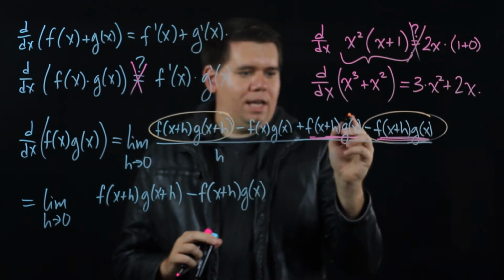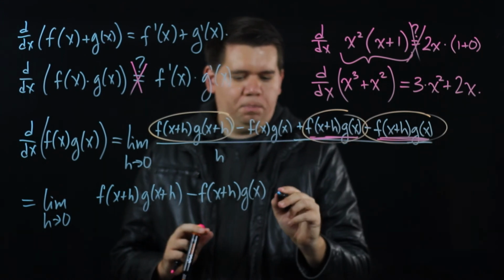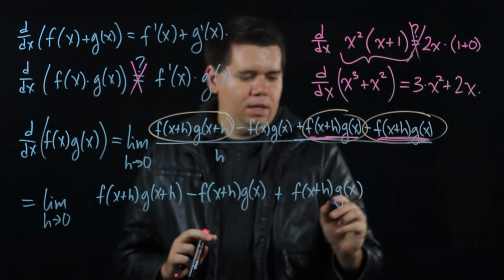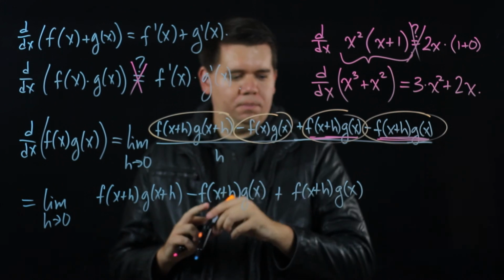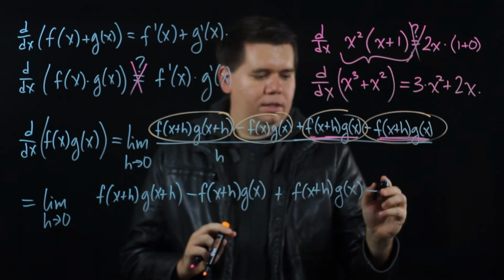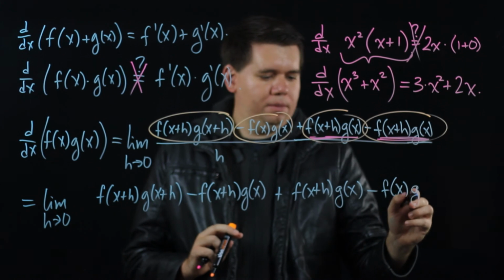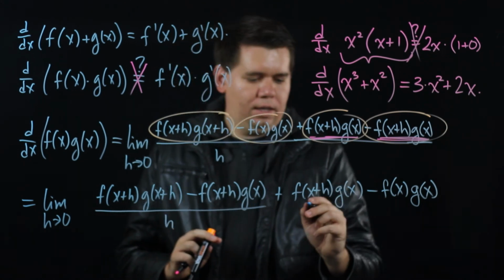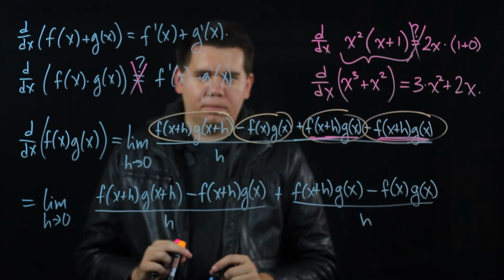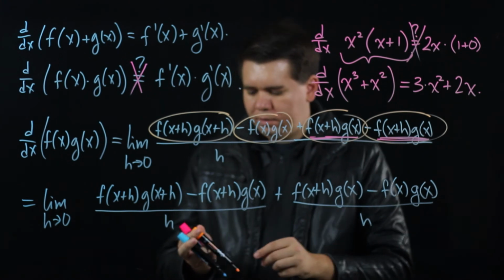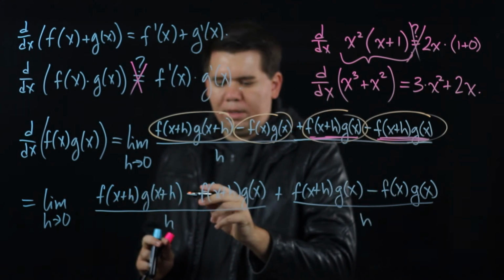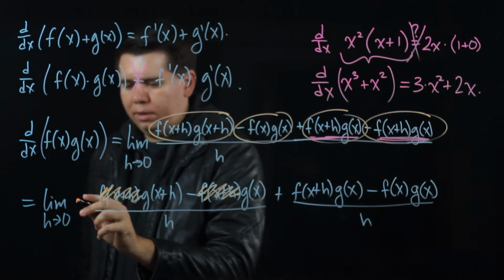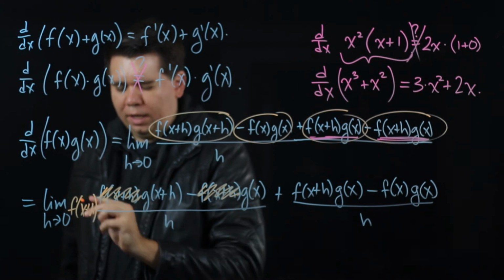And then I'm going to take this third term, this plus f of x plus h times g of x, and then I'm going to subtract off the second term, minus f of x times g of x. And that's all over h. But look what you have here. Here I had an f of x plus h times something minus an f of x plus h times something. Let's pull out that f of x plus h. I can pull out that f of x plus h out front.